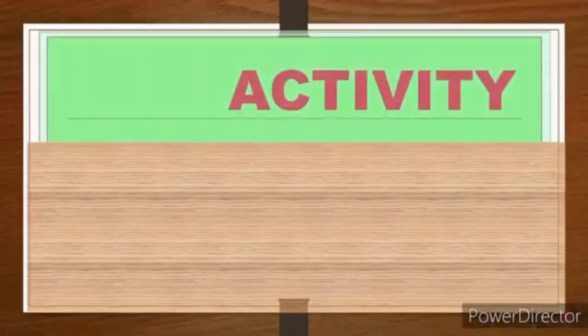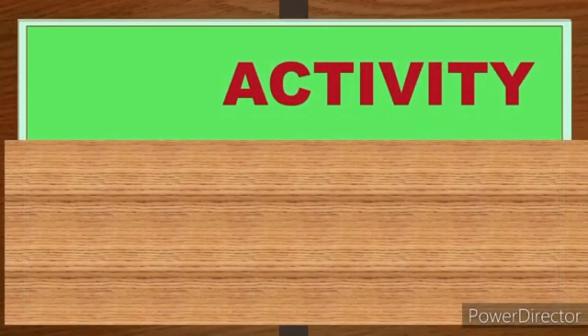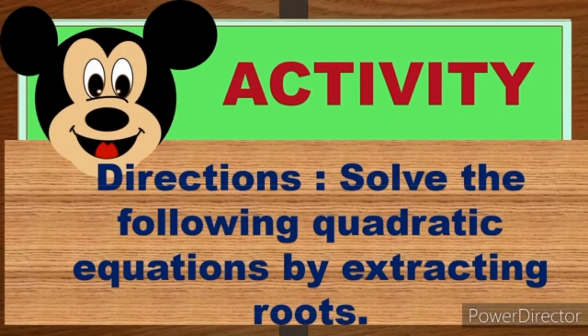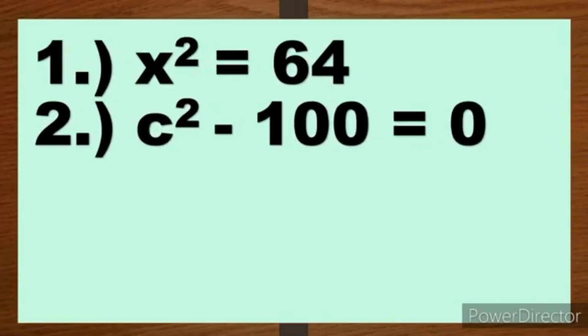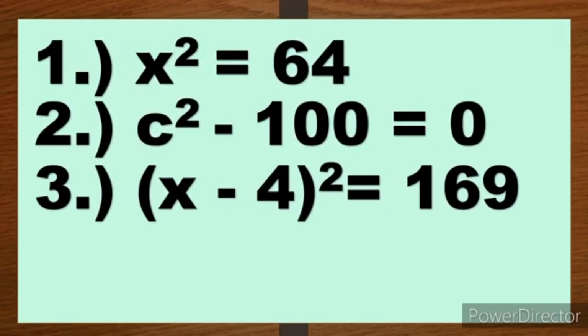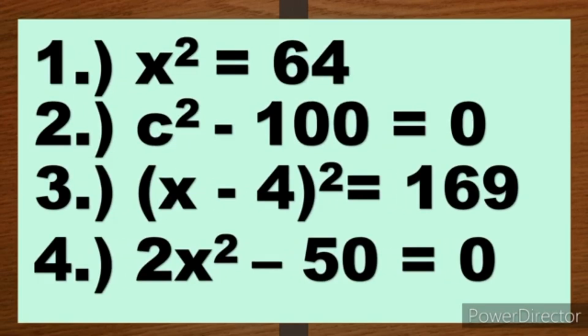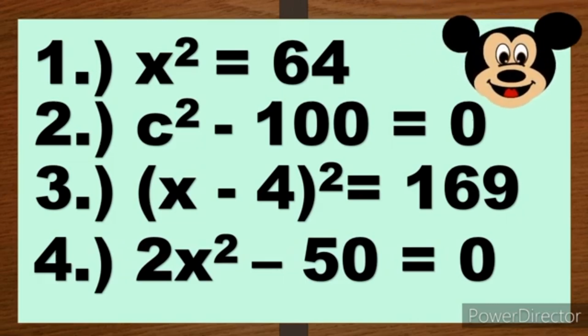Okay, so I think you're ready for your activity. This is the direction for your activity: solve the following quadratic equations by extracting roots. Number 1: x squared equal to 64. Number 2: c squared minus 100 equal to 0. Number 3: the square of x minus 4 equals 169. And number 4: 2x squared minus 50 equal to 0. Okay, that's all for now.